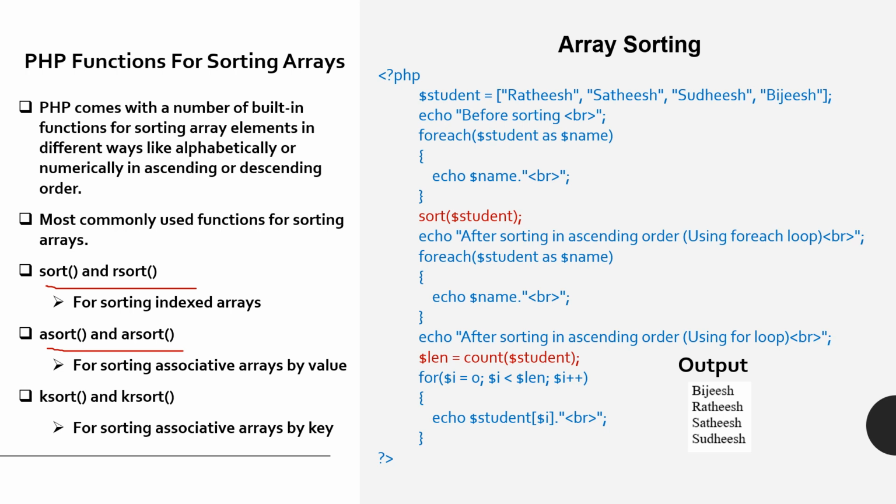Here, in an associative array, sorting will happen by value only. If you want to sort based on the key, you need to use ksort for normal ascending order, and for descending order you have to use krsort. That is clear, right? Okay.